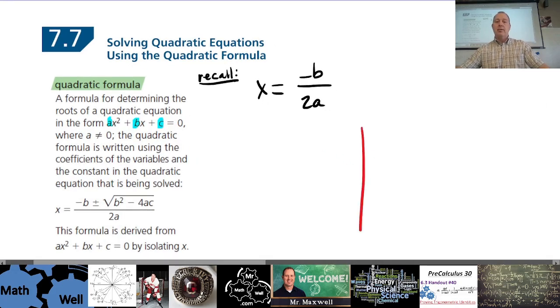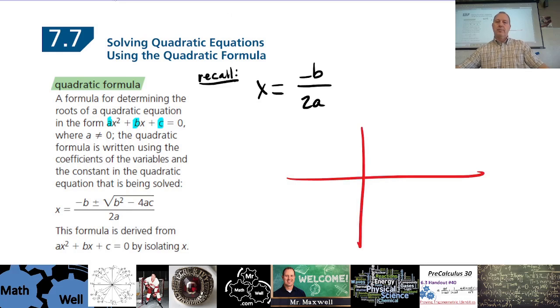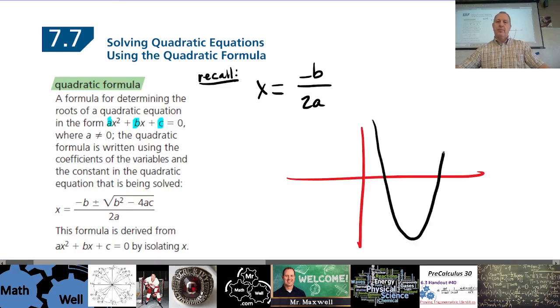Okay, let me do this again. So if you have a parabola, x equals negative b over 2a gives you the axis of symmetry, right here. So that is the vertical line that contains the vertex.